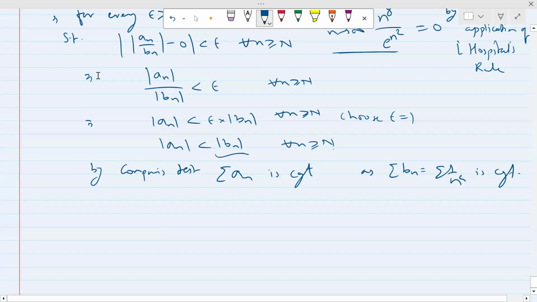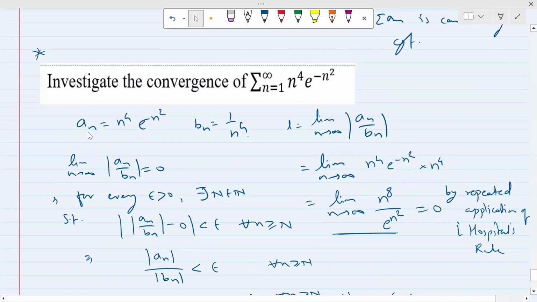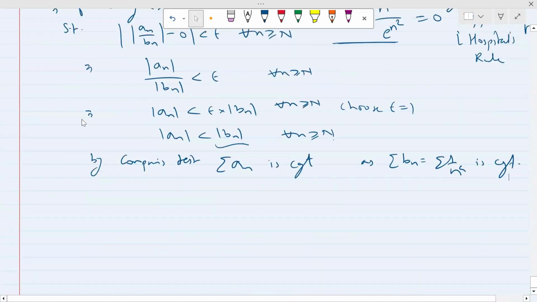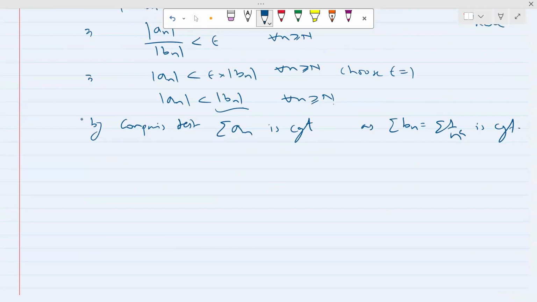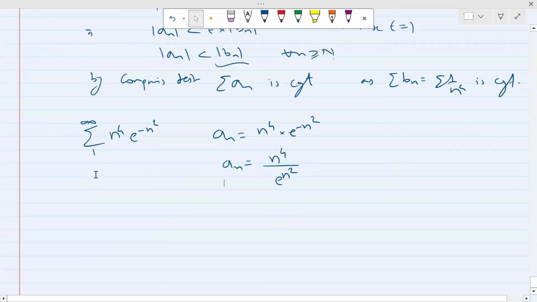Okay. But I want you to observe this by using this way. Look at here, all of you. What do we want to conclude? We want to investigate the convergence or divergence of the series. So here an is what? n raised to 4 into e to the power minus n square. That's nothing but n raised to 4 upon e to the power n square.